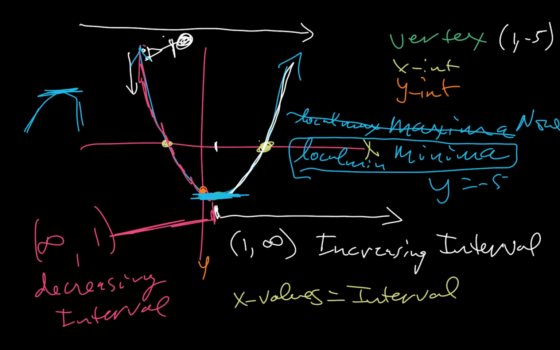Okay. Now, the axis of symmetry is just going to be this line that cuts the parabola in half. So this is the axis of symmetry.